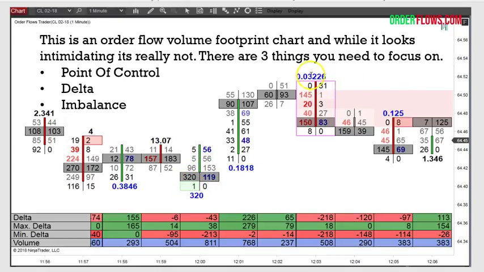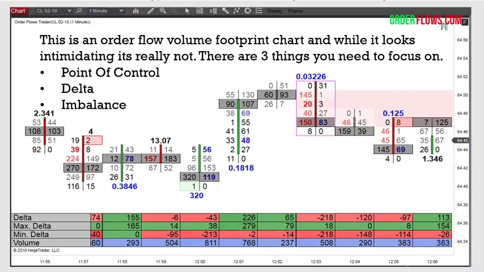Now a selling imbalance up here, you can see it's a little cleaner. 31 against 145. That's a selling imbalance because you have more aggressive selling into that bid. 1 against 20. Only 1 traded on the offer, 20 traded on the bid. So you had a lot of aggressive sellers selling into that bid. 3 against 40. 40 is more than 4 to 1 against 3. So you have more aggressive sellers into that bid.